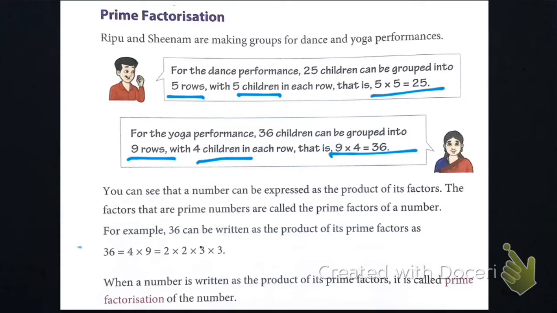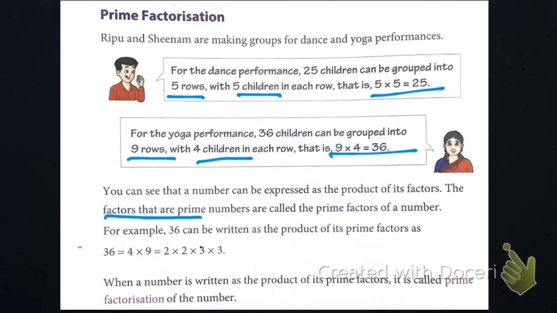So students, you can see that a number can be expressed as the product of its factors. The numbers which divide the number are called factors. Here 9 and 4 are factors of 36. Similarly 5 and 5 are factors of 25. Factors that are prime numbers are called what? They are called prime factors of a number.